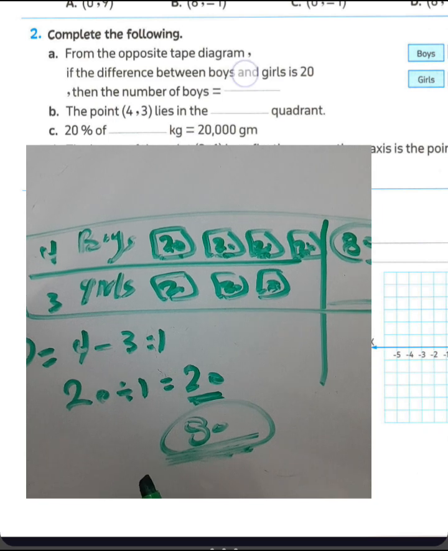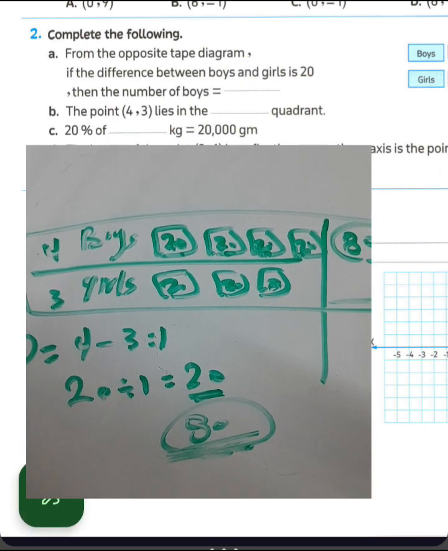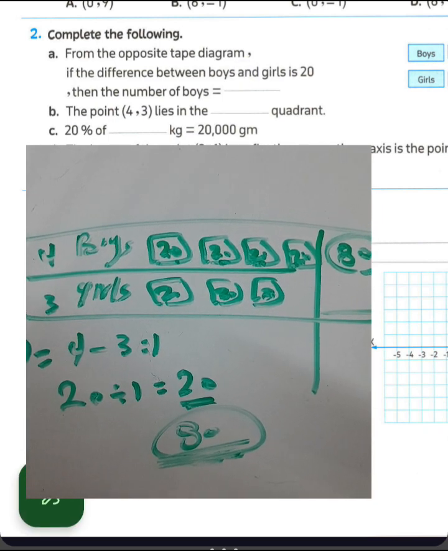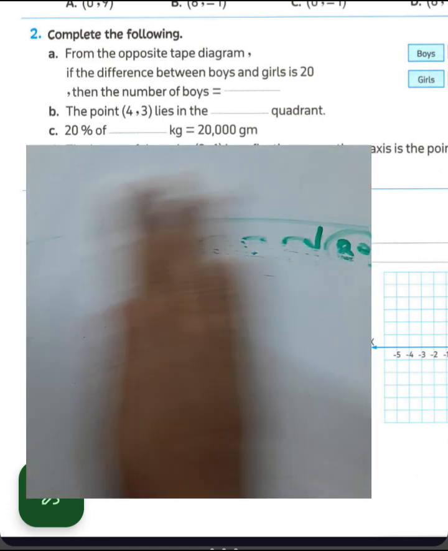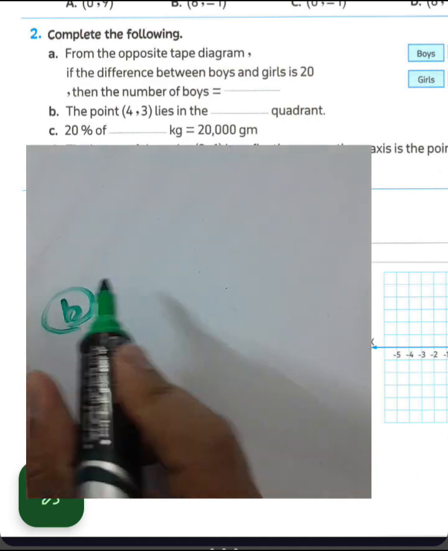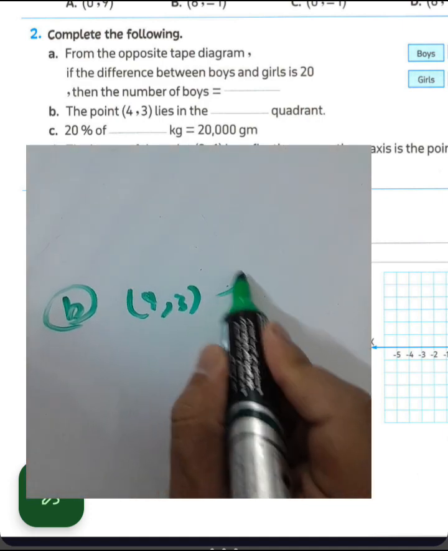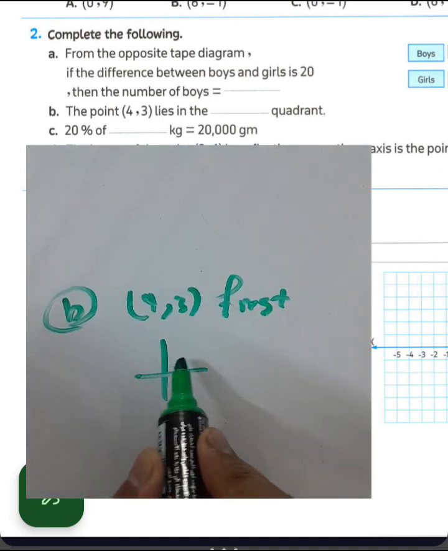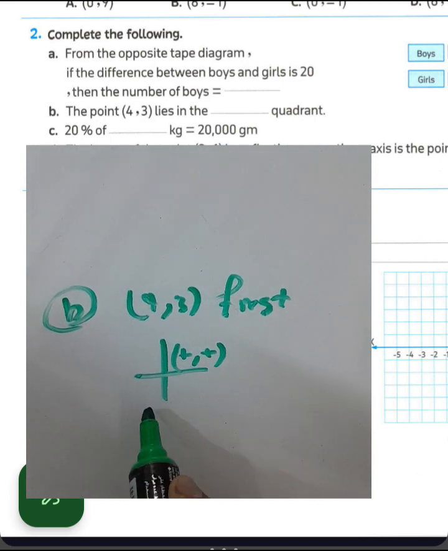Write 80 here. Question letter B, the point (4, 3) lies in what? It lies in the first quadrant, because the signs here are positive and positive. Letter B, we have the point (4, 3), which lies in the first quadrant. Positive and positive. Okay, it's the first quadrant.